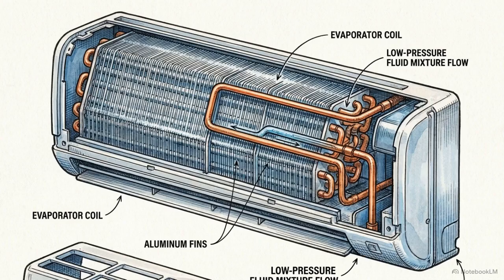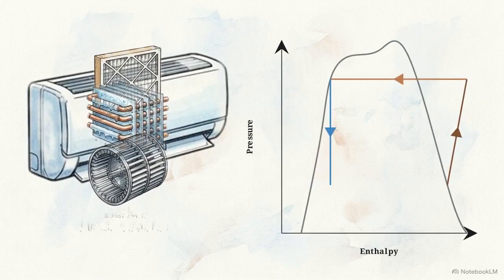Now this cold, low-pressure mixture of liquid and vapor is ready to enter the indoor unit, specifically moving into the evaporator coil. Inside your room, a blower fan continuously pulls your warm room air through a filter, forcing it directly across these freezing copper coils. Because the coils are much colder than the room, thermal energy moves out of the air and transfers right through the copper into the R32.